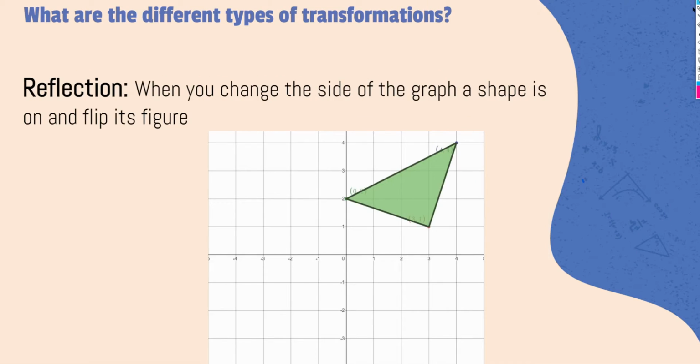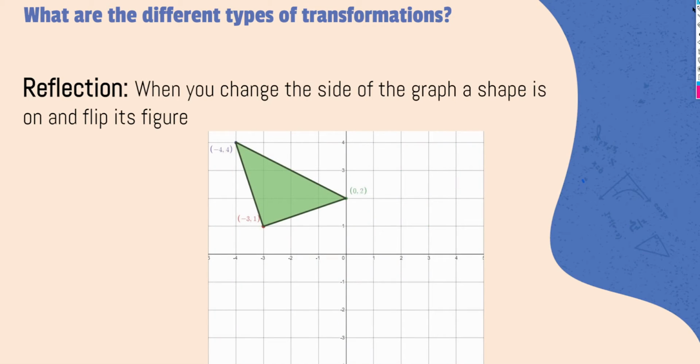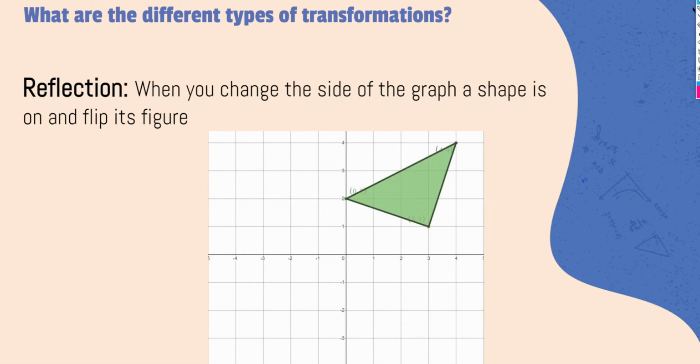Okay. What about a reflection? Well, if you've ever seen yourself in a mirror or seen yourself in a puddle of water or some sort of still liquid, you've seen a reflection. A reflection is simply when you change the side of the graph that a shape is on, and you flip its figure. Because you could make the argument, Mr. Grab, I can just slide it to the other side of the graph. Isn't that a reflection? Not quite.